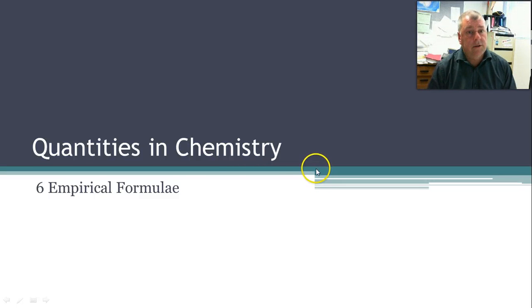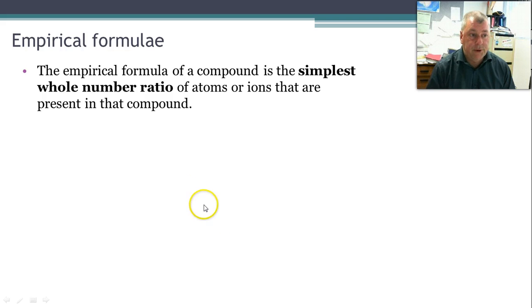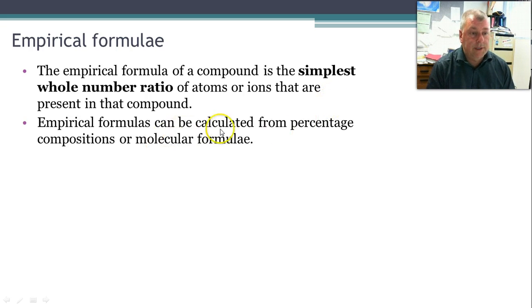Hello, let's learn about empirical formula. What is the empirical formula? Well, the empirical formula of a compound is the simplest whole number ratio of atoms or ions that are present in that compound. And we have mentioned before when we did organic chemistry, empirical formulas can be calculated from the percentage compositions or from the molecular formula.